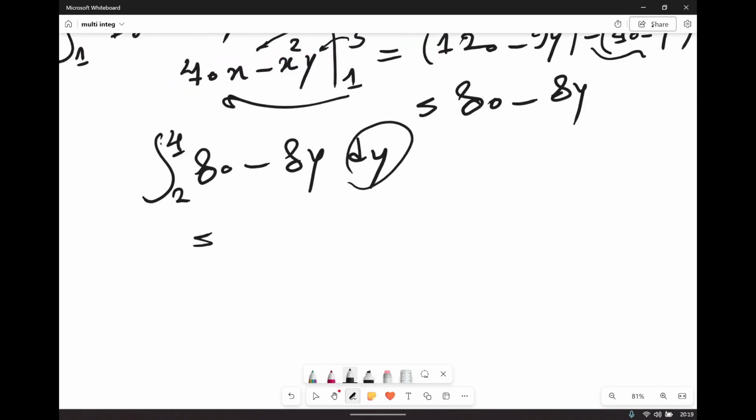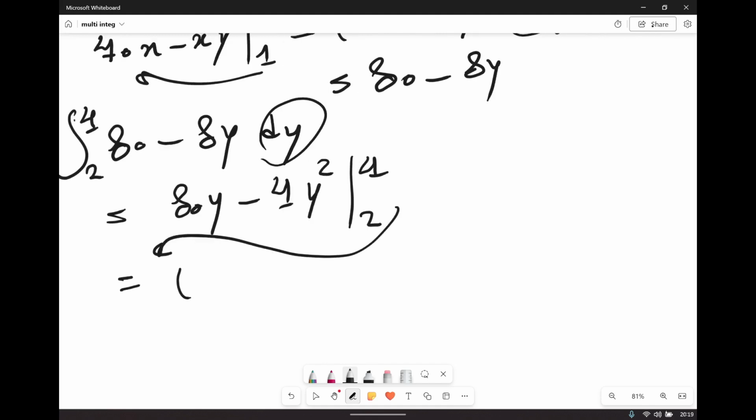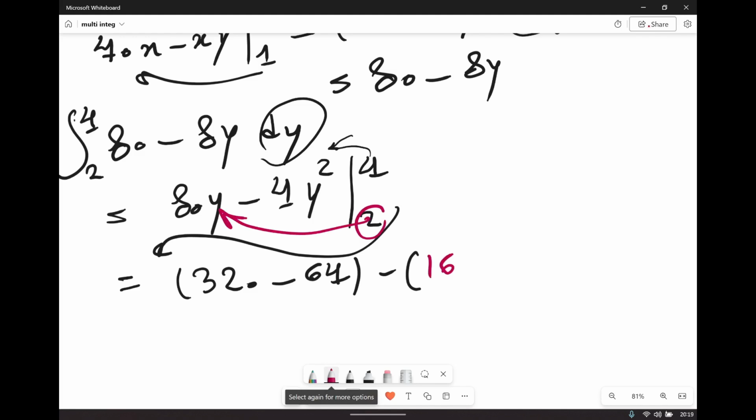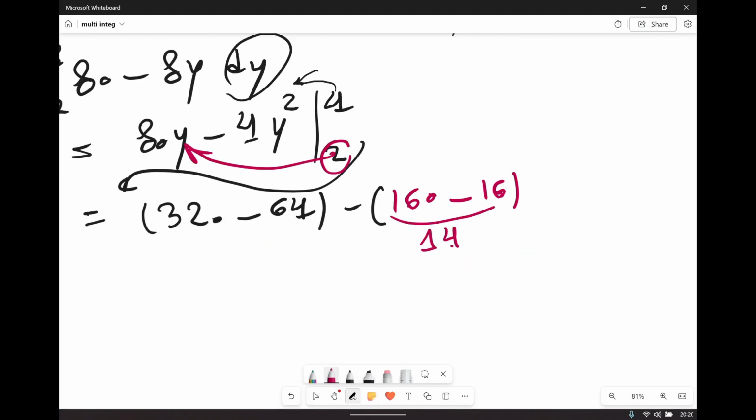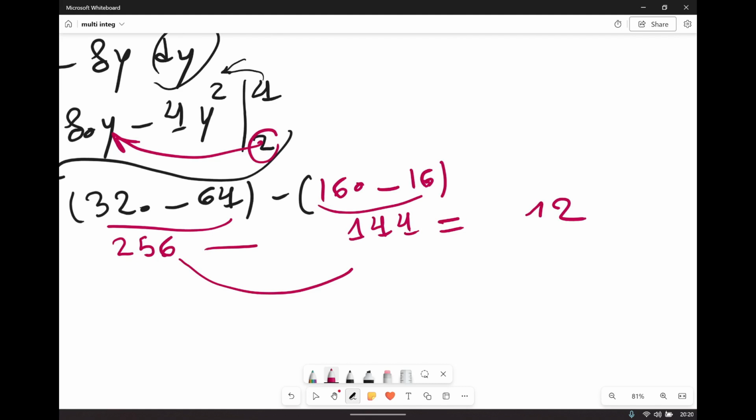With respect to y, it is 80y minus 40y squared. Lower is 2, top is 4, so it is 320 minus 640, but right now 160 minus 160. That is 144. And this part also 625. That is 211. Therefore 112 is our total answer.